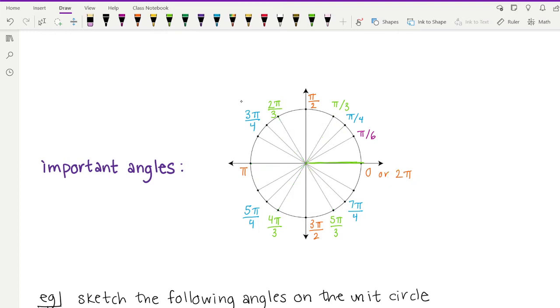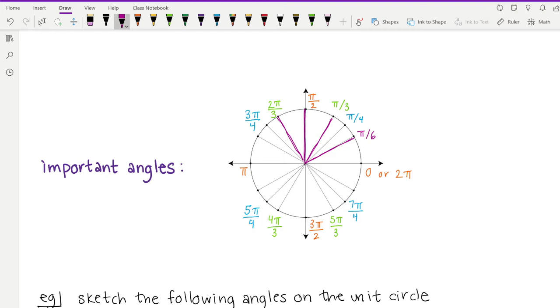So we're almost done. Now the only angles that are left to fill out are the remaining multiples of pi over 6. So here we have 1 times pi over 6. 2 times pi over 6 is pi over 3, so that's already labeled. 3 times pi over 6 is the same as pi over 2. 4 times pi over 6 is the same as 2 pi over 3, right? 4 pi over 6 would reduce to 2 pi over 3.